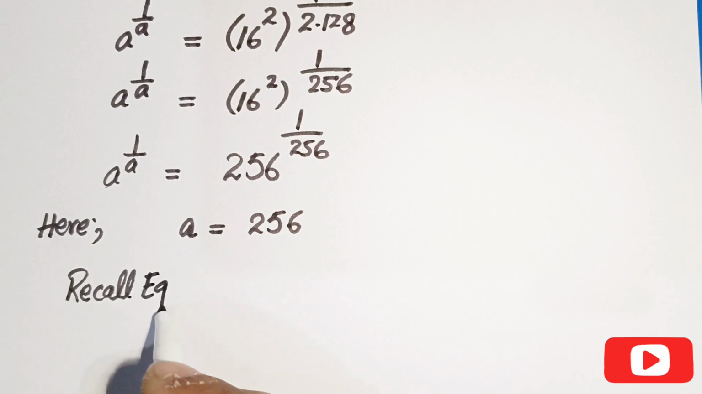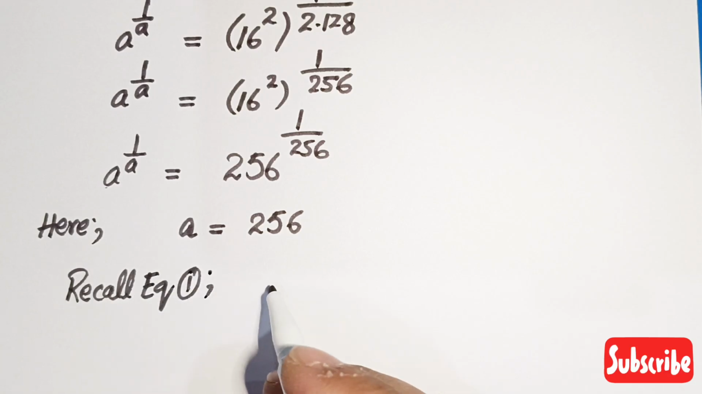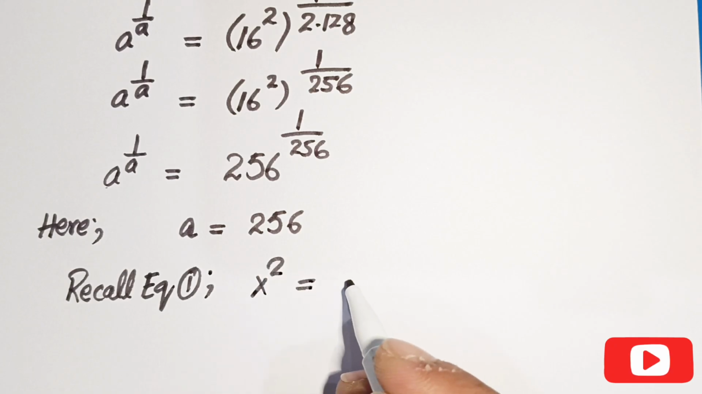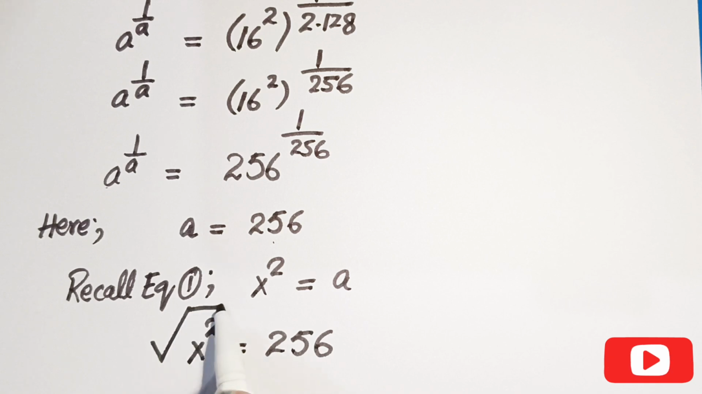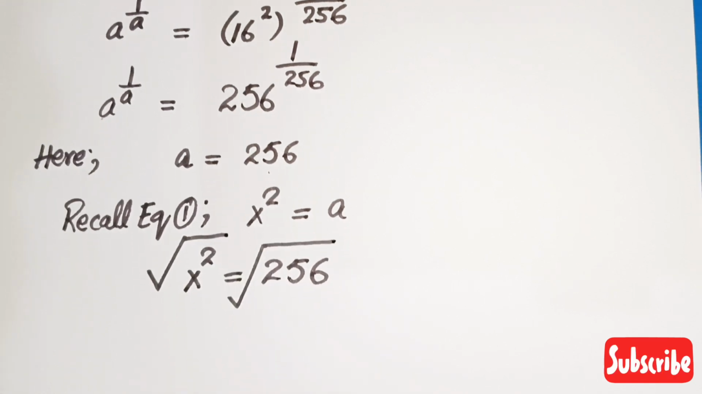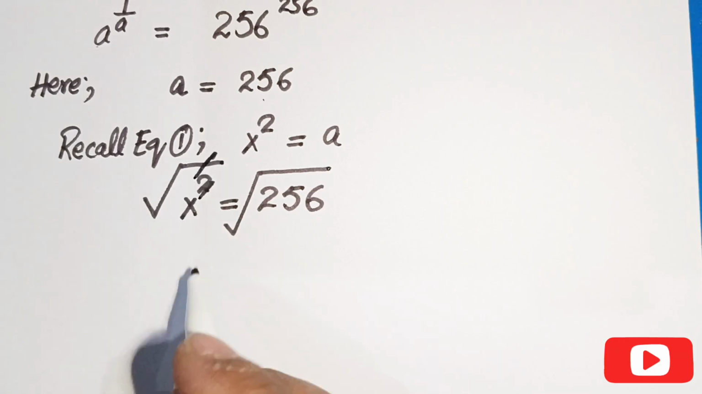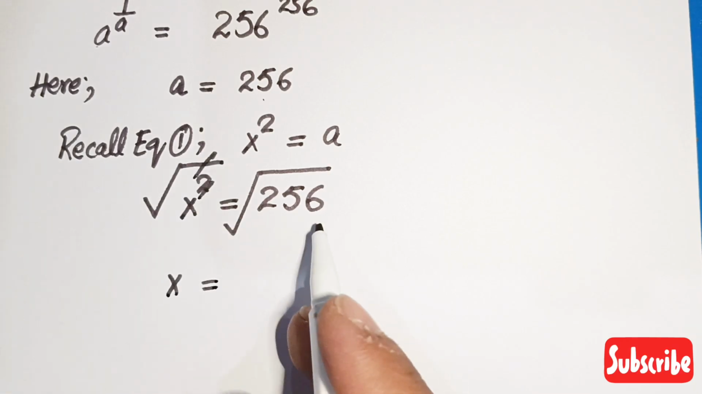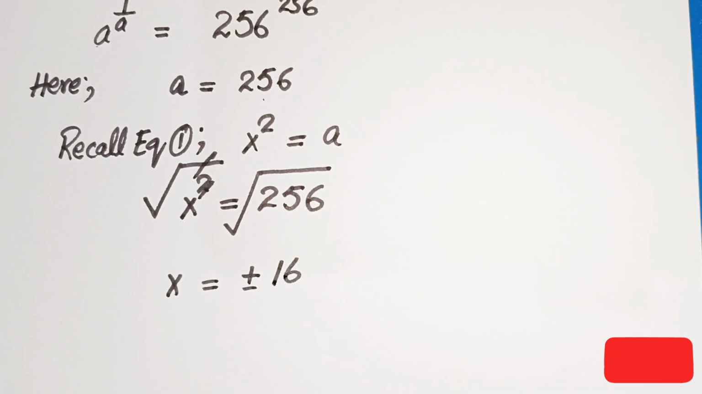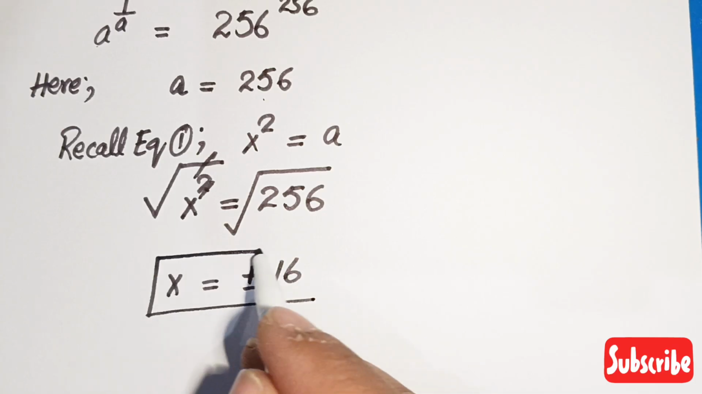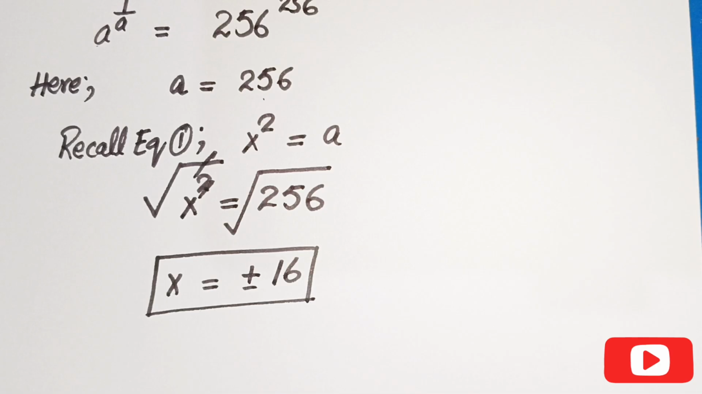Equation number 1, that we have x squared is equal to a. But here the value of a is 256. It will be x squared is equal to 256. Now if we take square root on both sides, cancelling square with square root, we have x is equal to plus minus square root of 256, which is 16. So plus minus 16 is our value of x that we have found for this problem.